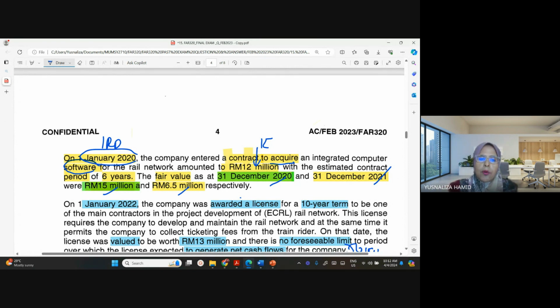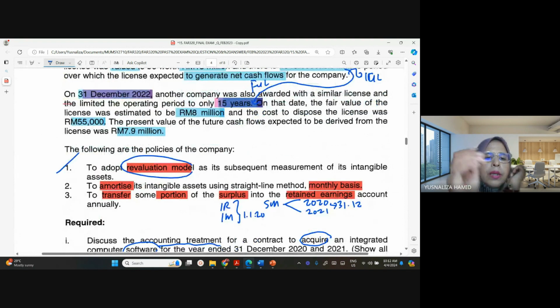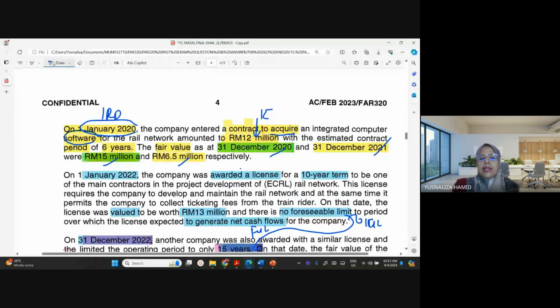And if you look at the bottom of the question, in number 1, you are informed that the company's accounting policy is to adopt the revaluation model on its subsequent measurement of intangible assets. So the software has two fair values, and you need to account for the changes in fair value as either revaluation gain or loss, revaluation surplus or deficit. There were two revaluations there, the first revaluation and the second revaluation.